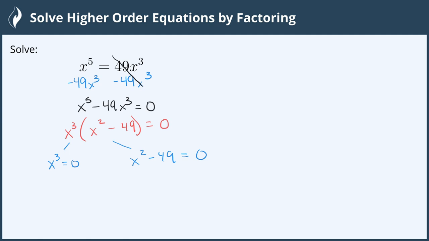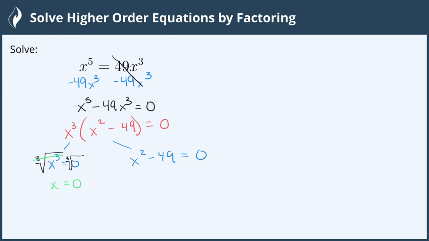On the left side, we can cube root both sides, cube root x to the third and cube root 0. Cube rooting x to the third negates the exponent to the third, so we end up with x equals 0.